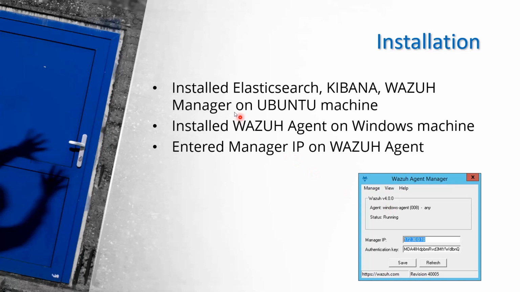Next, we will see that we have to first install Elasticsearch, then Wazuh Manager, then Kibana and Filebeat on our Windows machine or on our Ubuntu machine, which is preferable. And on the other end, we will install the Wazuh agent on the Windows machine which we want to monitor. And in that machine, we will see an interface like this. Here we have to give the manager IP, meaning the machine on which Elasticsearch and the whole stack has been installed.